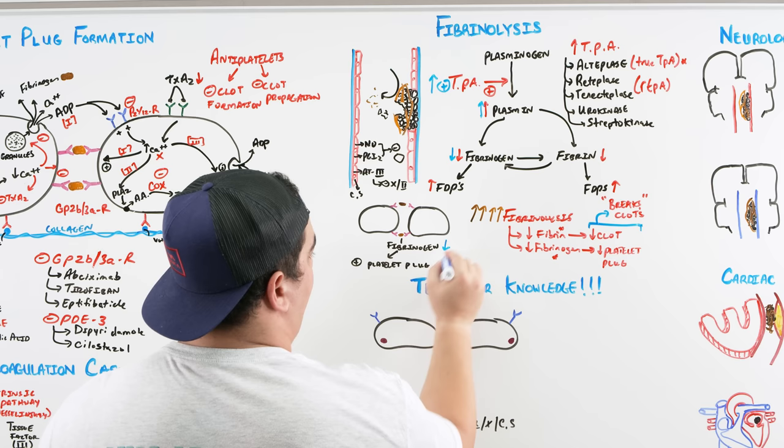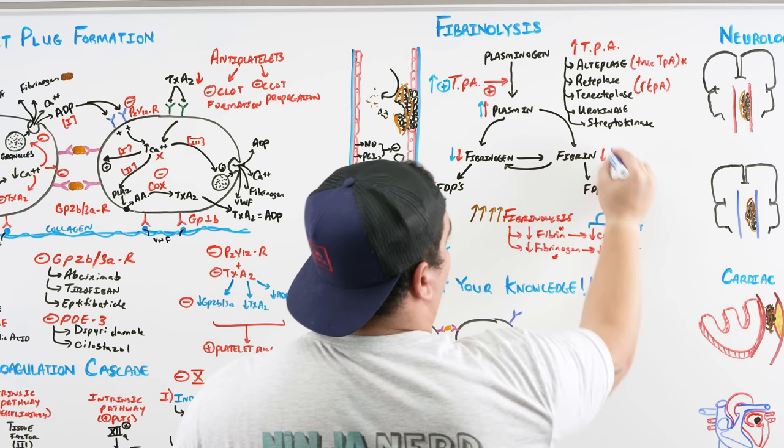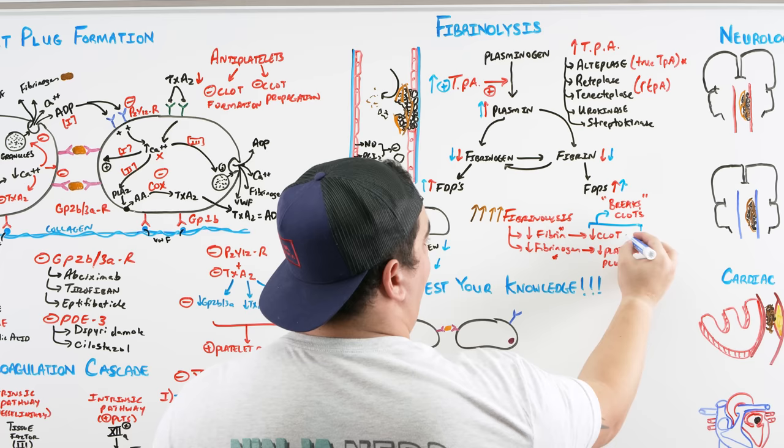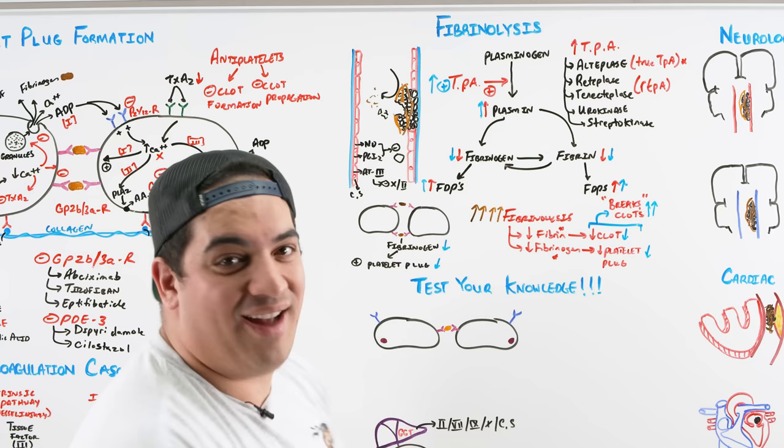If we decrease fibrin, we don't have any fibrin present to allow for the formation and stabilization of the clot. So we'll increase these fibrin degradation products, and again, we'll help to decrease the amount of clot present, decrease the platelet plug, and enhance the breaking down or dissolution of the clots. Isn't that a cool concept?